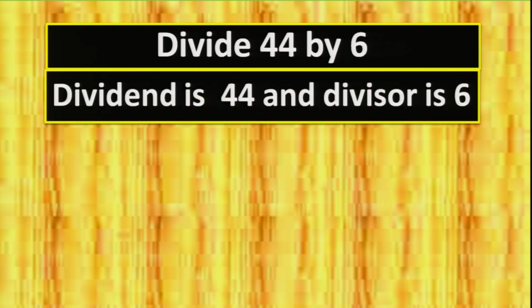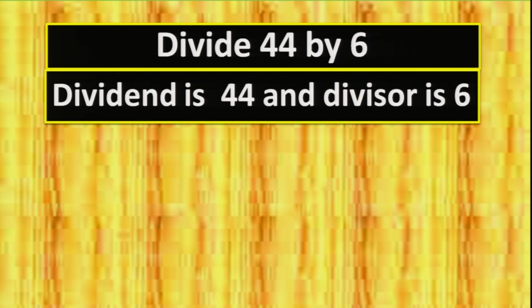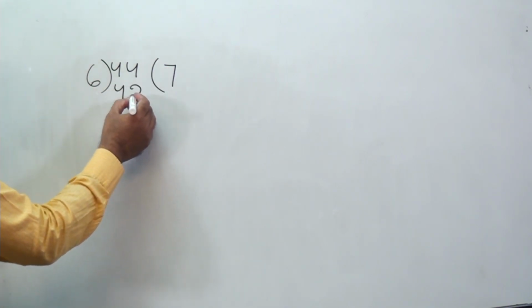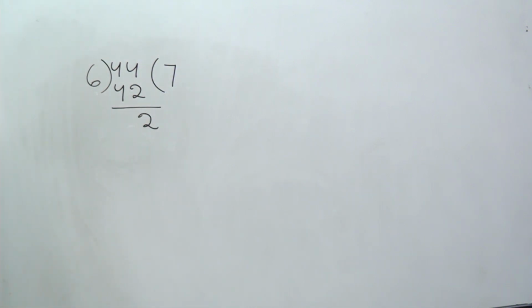Divide 44 by 6. Here 44 is the dividend and 6 is the divisor. So 44 divided by 6: the quotient will be 7 and we get 42, and from this we have the remainder as 2.